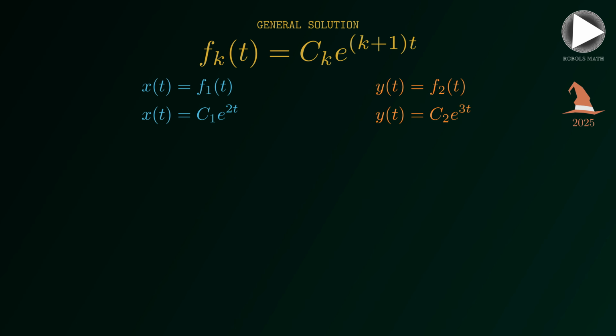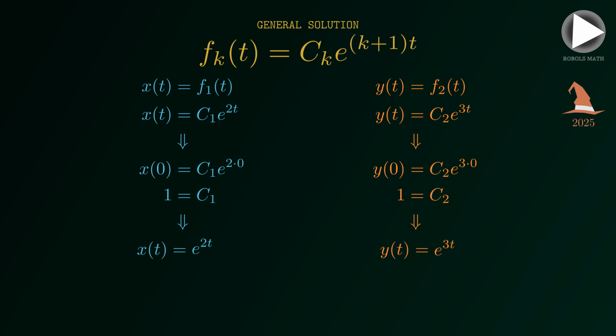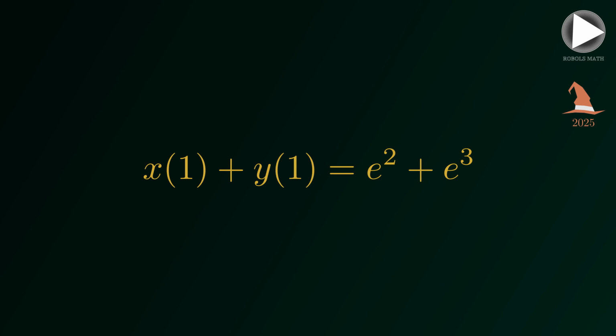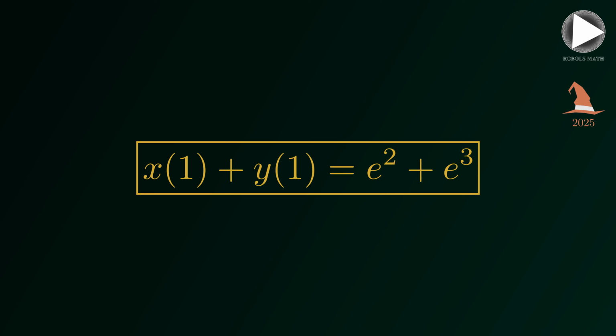For both x of t and y of t, we know that their value is 1 at t equals 0 as given. So the constant is 1 for both of them. Thus, x of t is e to the 2t and y of t is e to the 3t. At t equals 1, the values of x of t and y of t are e squared and e cubed. Therefore, the required sum is e squared plus e cubed. And that's our final answer.